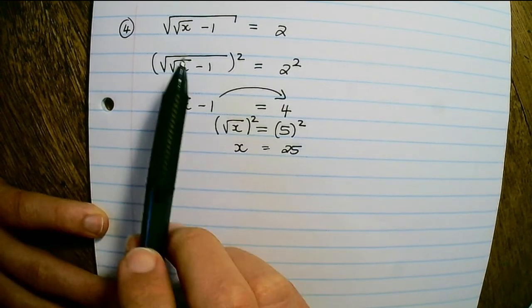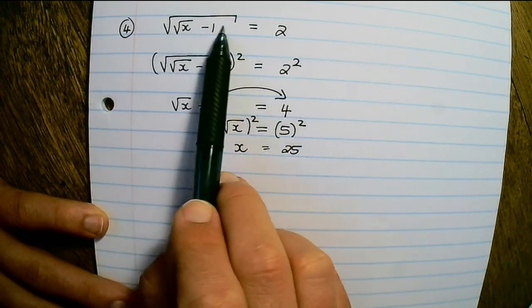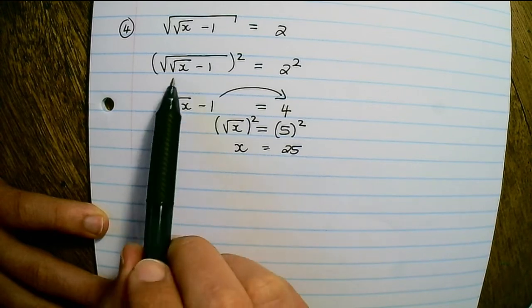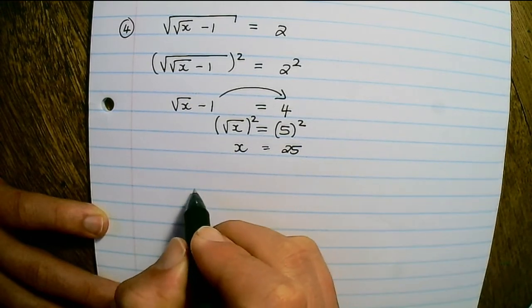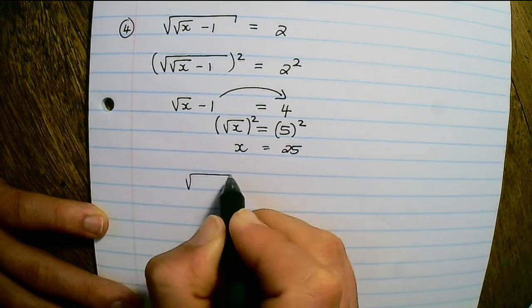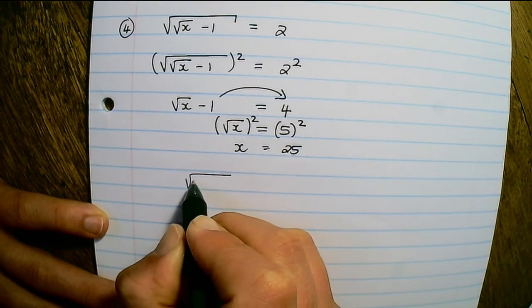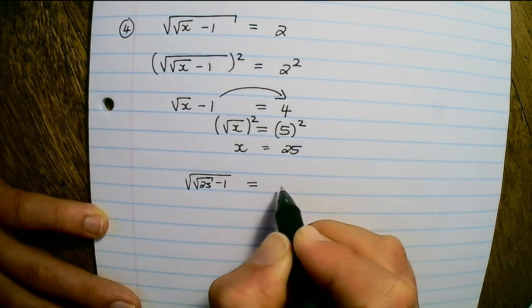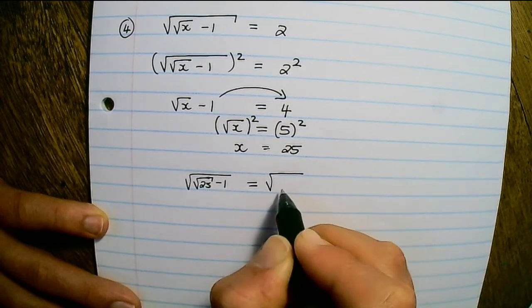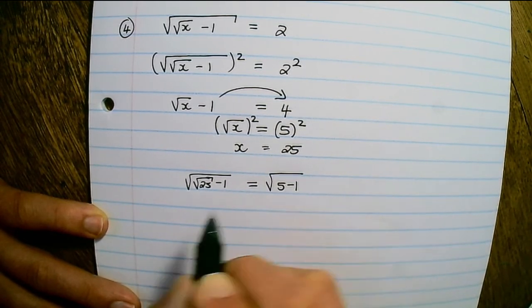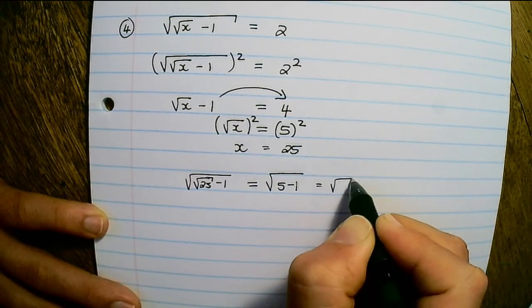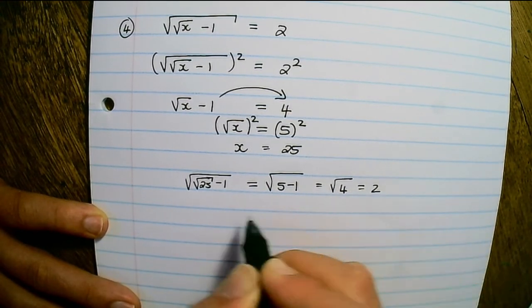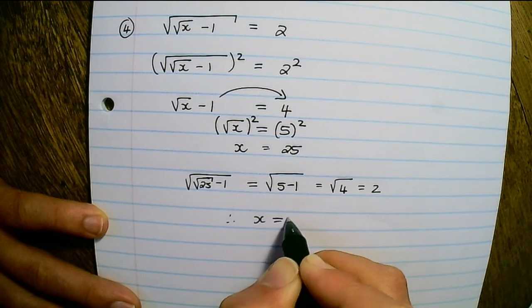Now let's check whether or not this is equal to 2. If I substitute x with 25, that becomes the square root of the square root of 25 minus 1, which is the same as saying the square root of 5 minus 1, which is the square root of 4, and that is equal to 2. So therefore, x is equal to 25.